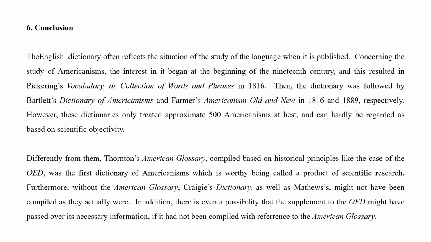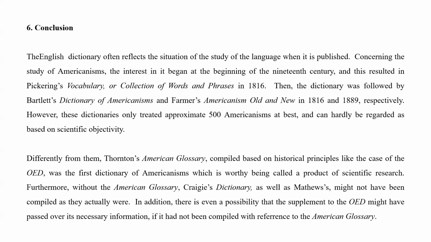However, these dictionaries only treated approximately 500 Americanisms at best and can hardly be regarded as based on scientific objectivity. Differently from them, Thornton's American Glossary, compiled based on historical principles like the case of the OED, was the first dictionary of Americanism which is worthy of being called a product of scientific research.